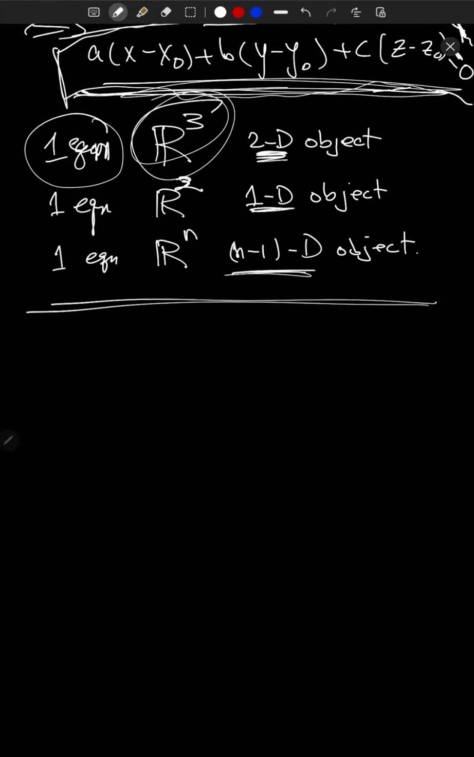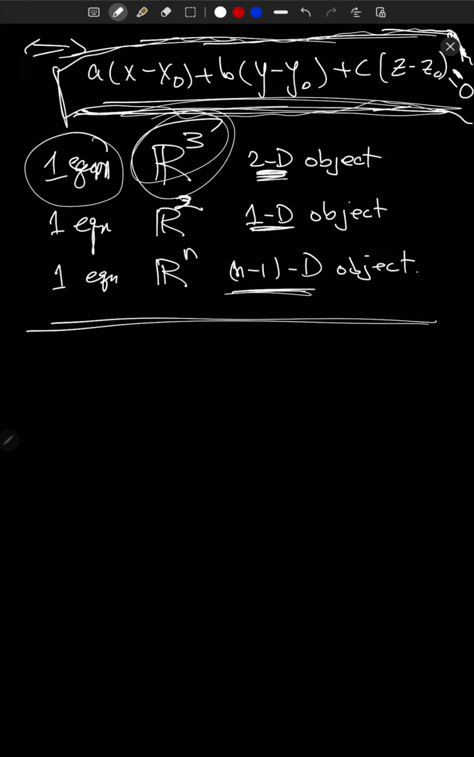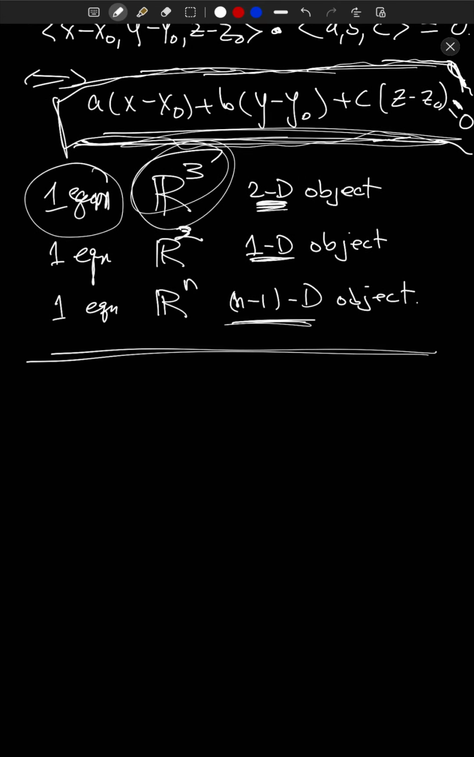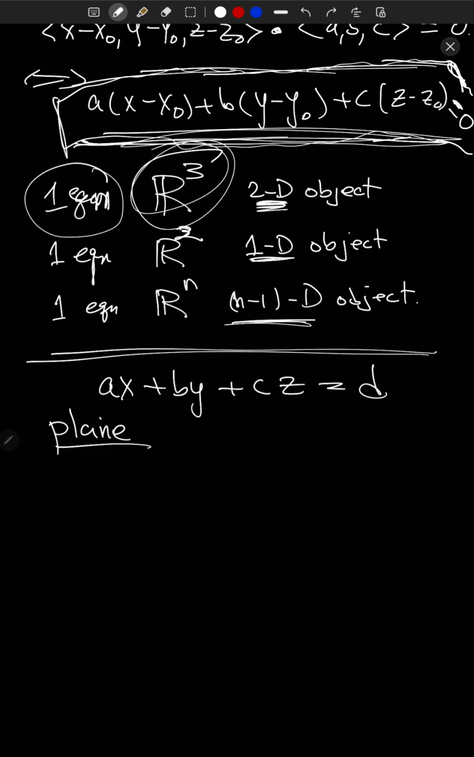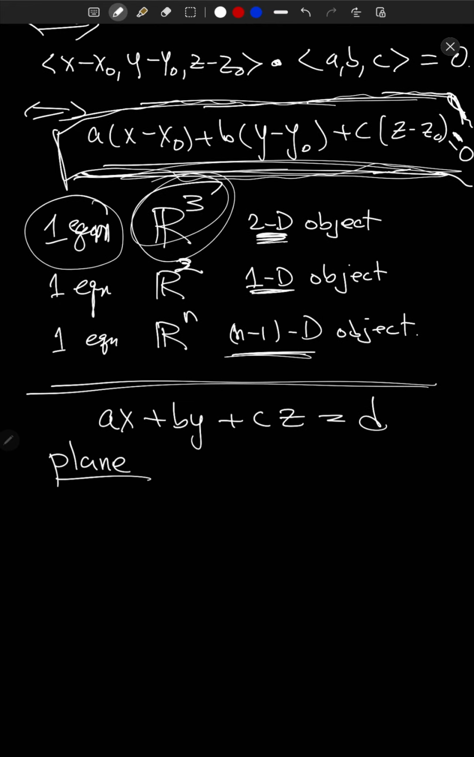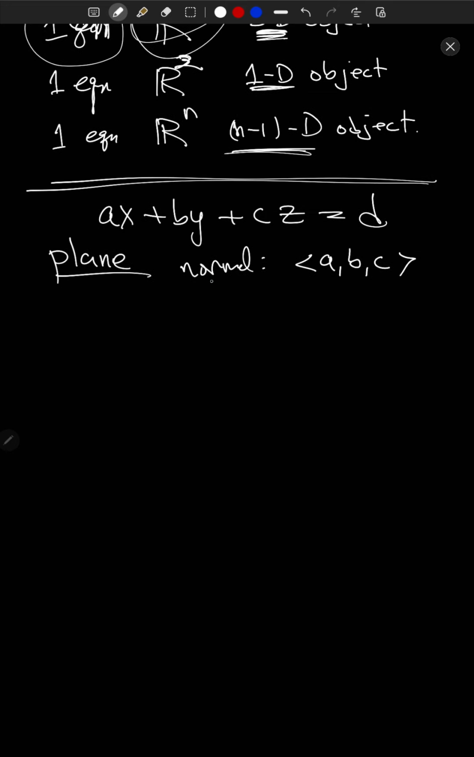Okay, let's see. So in general, if I have an equation that looks like ax plus by plus cz equals a number d, then this is a plane. In fact, you can easily read off the information. The normal vector is a, b, c. And if you want a point on the plane, no problem. You just solve this equation. There's an infinite number of solutions, so it's super easy.